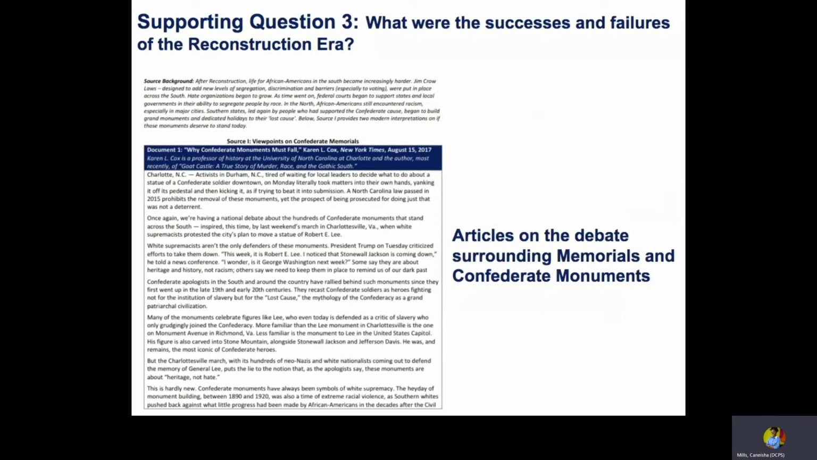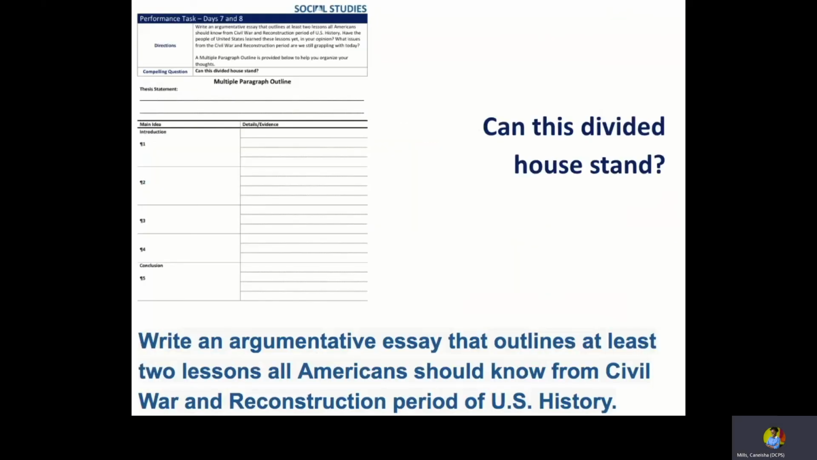Finally, in terms of answering the last supporting question, what were the successes and failures of the Reconstruction era? It is important to look at one of the most controversial discussions of our era on what should happen, or debates around memorials and Confederate monuments. You will read a series of articles which support or oppose the continuation of Confederate memorials. Then you will use all of the information you've collected on the Civil War, changes to the Constitution, and the Reconstruction era to answer the larger compelling question, can this divided house stand?